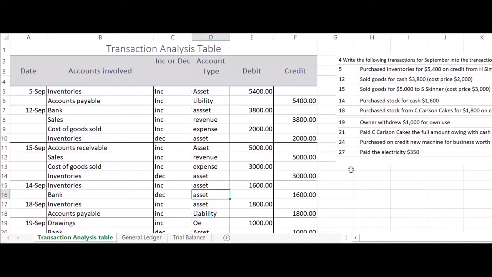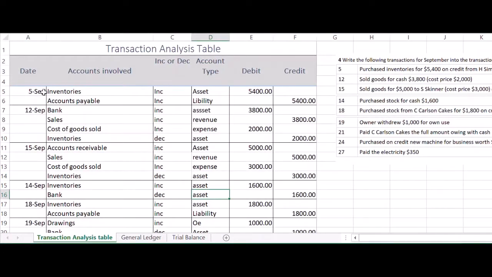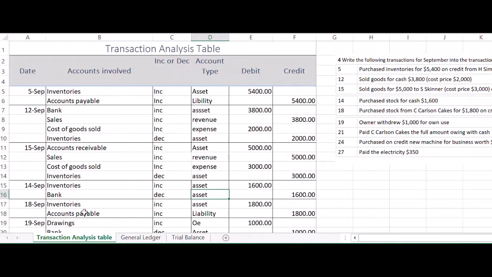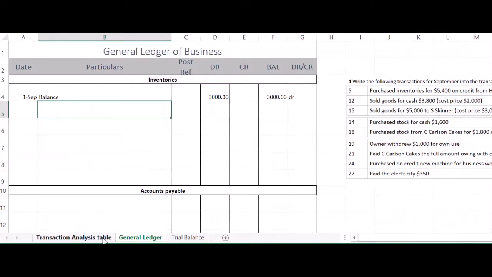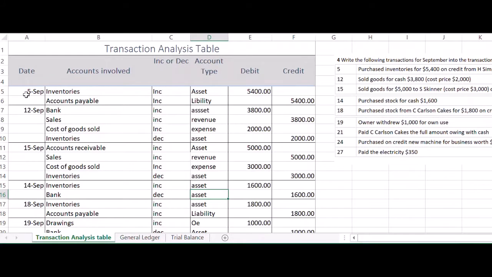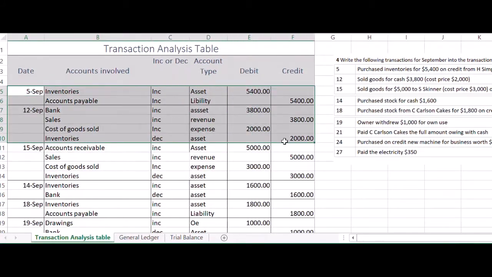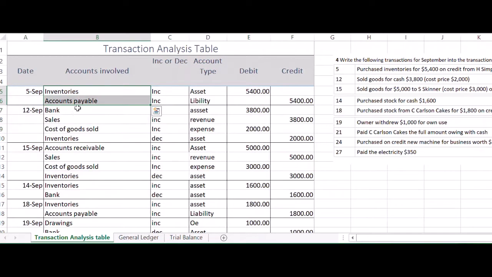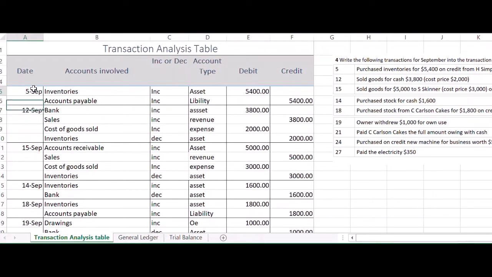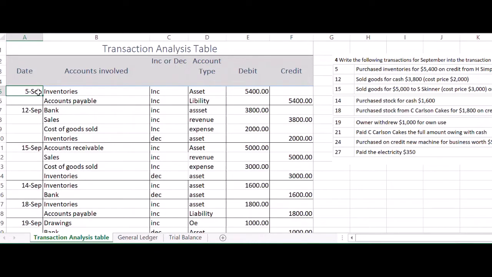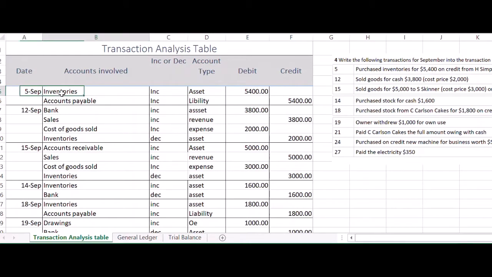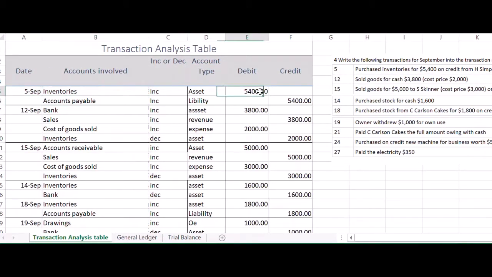Okay, so what we'll be doing here is transferring from the transaction analysis table over to the general ledger, taking you through that process. So the first step in the process, I'll do that for these two transactions. One with 2 accounts and one with 4 accounts. So first off, we have on the 5th of September, inventories and accounts payable.